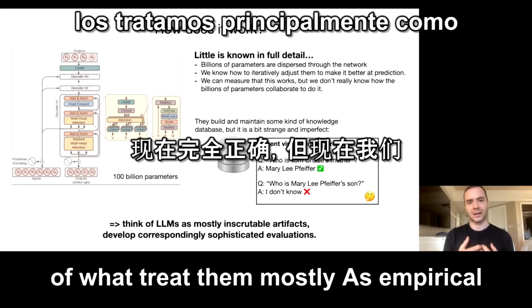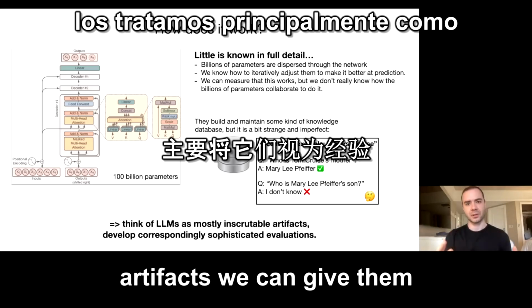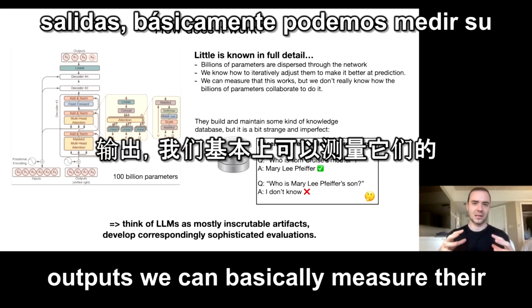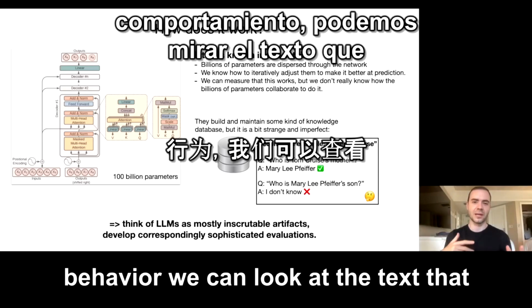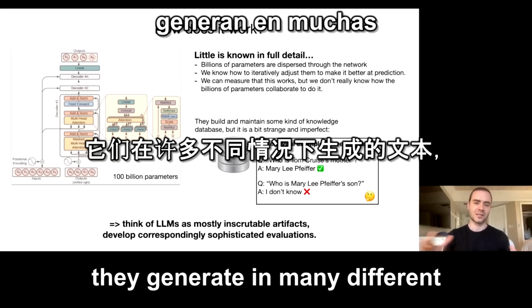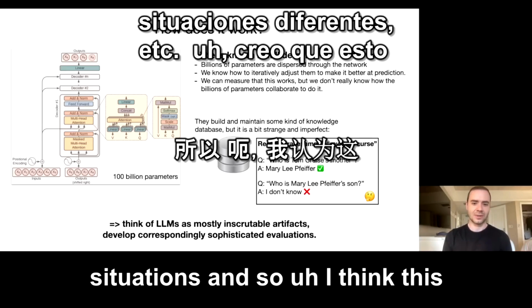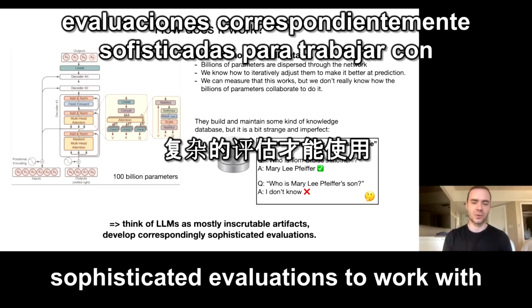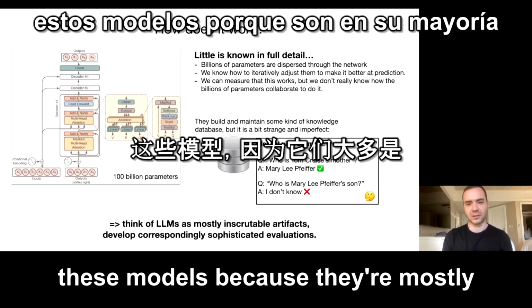But right now we mostly treat them as empirical artifacts. We can give them some inputs and we can measure the outputs. We can basically measure their behavior. We can look at the text that they generate in many different situations. And so I think this requires correspondingly sophisticated evaluations to work with these models because they're mostly empirical.